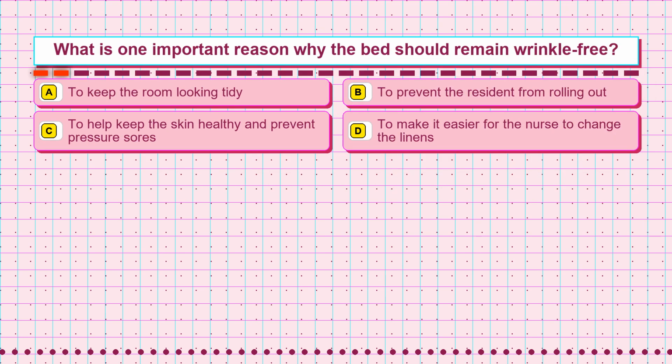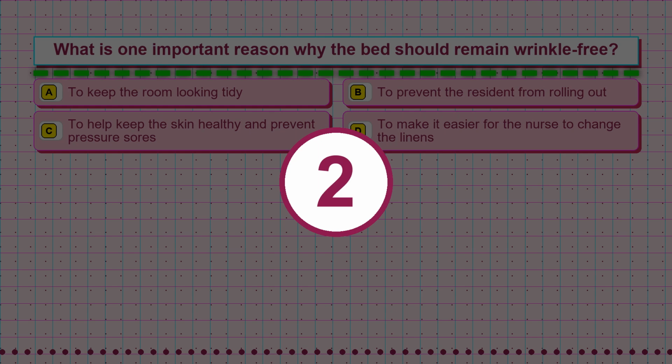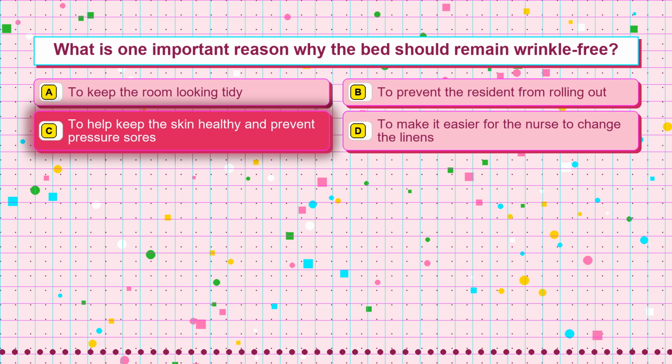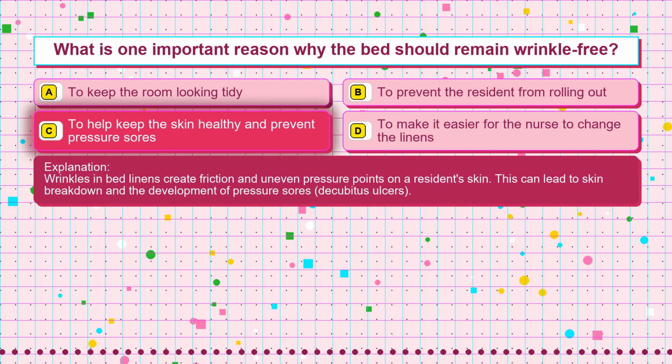Question 100. What is one important reason why the bed should remain wrinkle-free? Option A, to keep the room looking tidy. Option B, to prevent the resident from rolling out. Option C, to help keep the skin healthy and prevent pressure sores. Option D, to make it easier for the nurse to change the linens. The correct answer is option C, to help keep the skin healthy and prevent pressure sores. Wrinkles in bed linens create friction and uneven pressure points on a resident's skin. This can lead to skin breakdown and the development of pressure sores, decubitus ulcers.